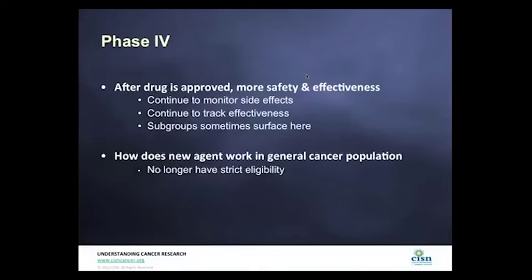And so phase four is a really, really important phase because it percolates up all of these things that may not have been found in phase three. Because you no longer have the strict eligibility, it's a general cancer population. So many more thousands of people are getting it. So phase four is an important piece of the research process.